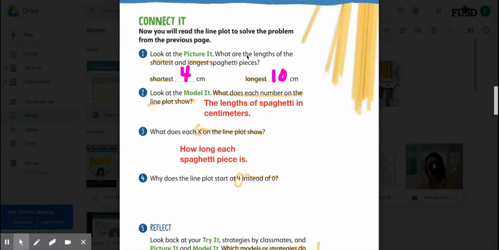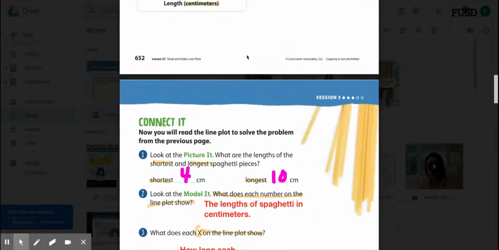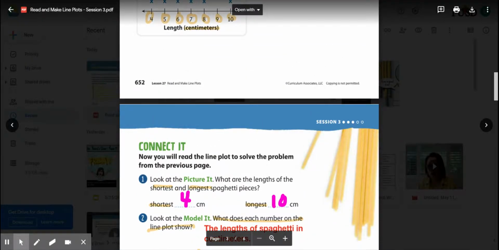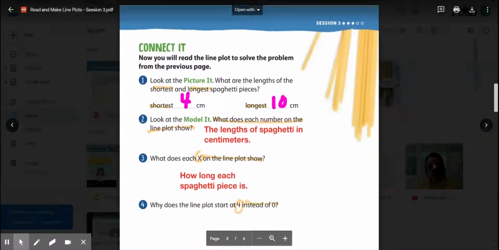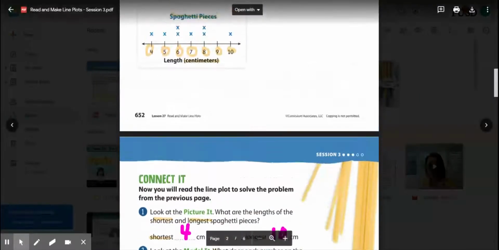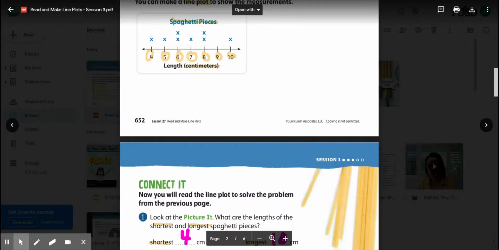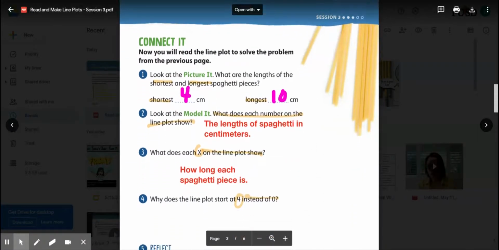Look at the model it. What does each number on the line plot show? Right here it says 4, 5, 6, 7, 8, 9, 10. What do those numbers show? The length of the spaghetti in centimeters. Good. Let's see. What does the X on each line plot show? So let's look at the lines. What do they show? X, X, X, X, X. Well, this one shows how many pieces or how long the spaghetti was, right? So I put how long each spaghetti piece is.